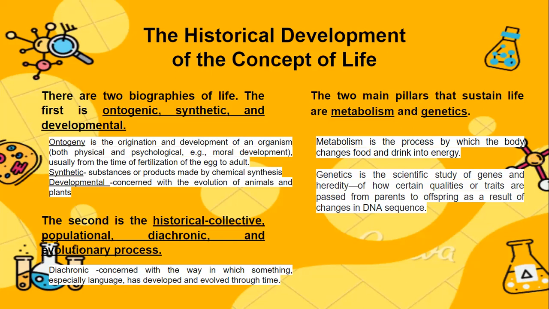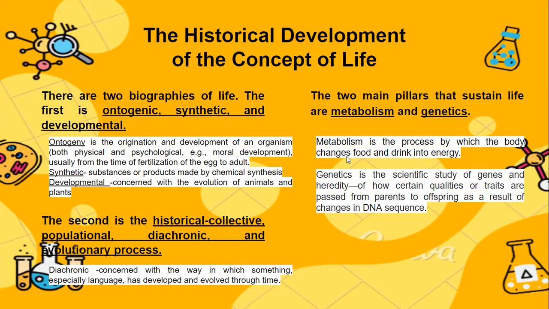Okay. Next, we have the synthetic. If we say synthetic, these are substances or products made by chemical synthesis. Synthetic means they are undergoing a chemical process. And the third is the developmental, which means it concerns the evolution of animals and plants.